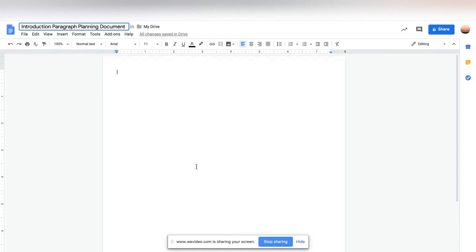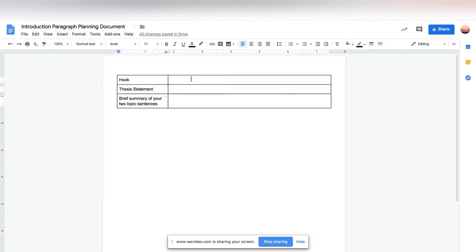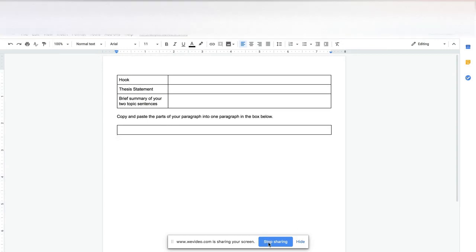So the things that you're going to need, and I'm going to actually have this in Schoology. You're going to need to have the three parts. So all I want you to do is write your hook in this space, your thesis statement in this space, and your brief summary of your topic sentences in this space. Now, all of these should be complete sentences with correct capitalization, punctuation, spelling, and grammar. When you're done, you'll be able to put all of those things together into your introductory paragraph in this space. And that's it. Thank you.